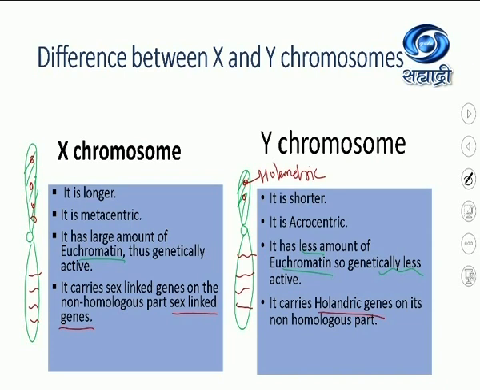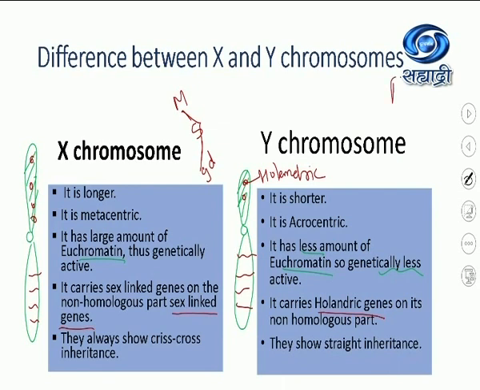Usually, sex-linked genes show crisscross inheritance. Crisscross, in one generation it will be with the mother, then it is given to the son, then to the son's daughter, so we'll call it the granddaughter. So crisscross inheritance, but holandric genes show straight inheritance. Father will give the genes to the son because only males have Y chromosomes, but X chromosomes are present in both males and females.